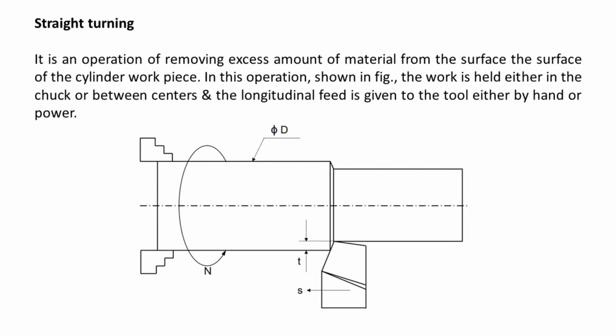Straight turning. It is an operation of removing excess amount of material from the surface of the cylinder workpiece. In this operation, shown in the figure, the work is held either in the chuck or between centers, and the longitudinal feed is given to the tool either by hand or power.